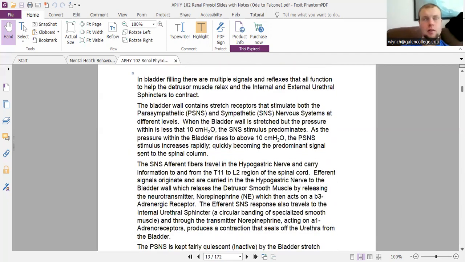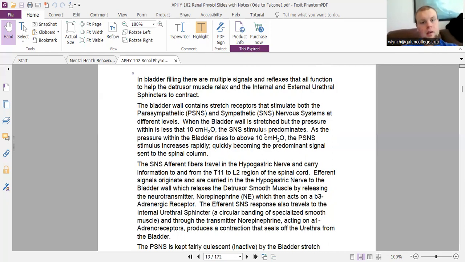So during our filling, we have multiple signals that allow for the function to relax the detrusor muscle and to contract the internal and external urethral sphincters. We have the stretch receptors that are going to stimulate sympathetic nervous system responses. Sympathetic nervous system is going to be able to stimulate contraction of the sphincters and is going to relax the detrusor muscle, right?